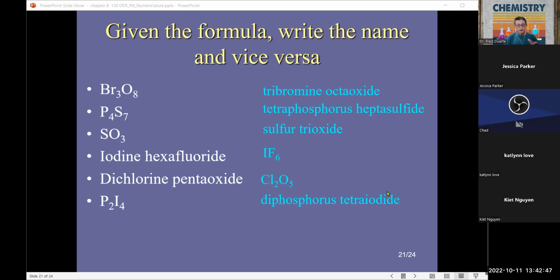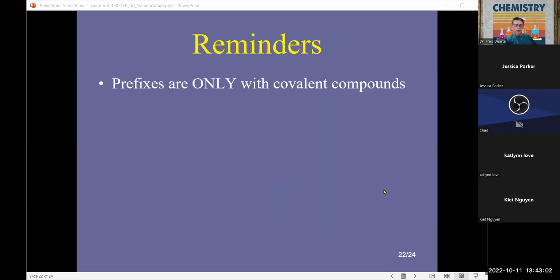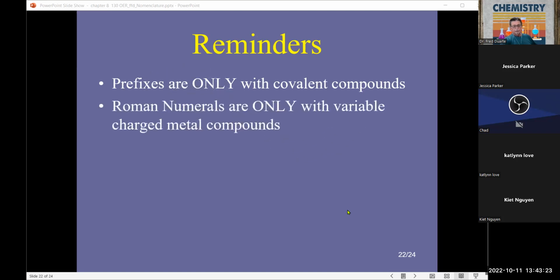Now, here, like I said, you're given the formula, give the name, or given the name, write the formula. So be able to go whichever direction. That's true not only for the covalent compounds, but for the ionic compounds, okay? All right, so as I was stating, reminders: prefixes only for the covalent compounds. If the covalent compound only has one central atom, the first element, I should say, no mono, just whatever it is, okay? Only if you have more than one, then you put the prefixes for the name.